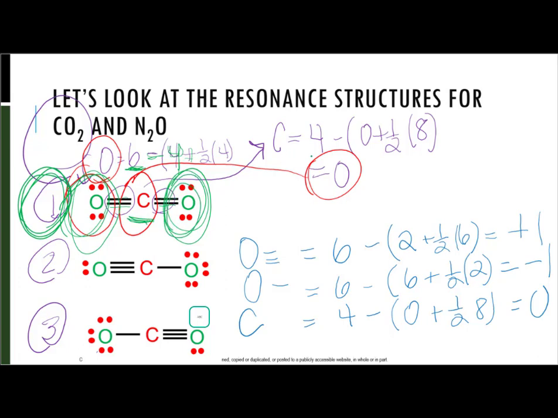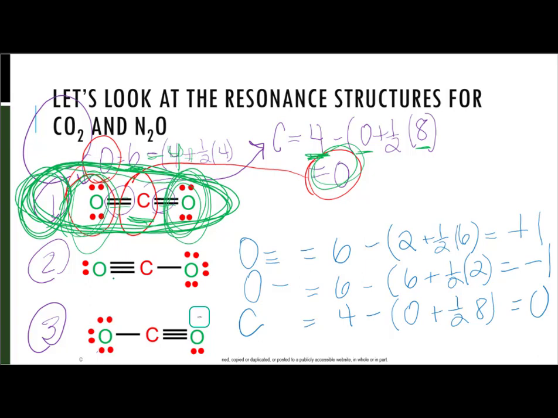And if I look at this carbon, I did 4 valence electrons minus. Carbon has no electrons that are in lone pairs. All of them are in those double bonds. So 1/2 of 8 is 4. 4 minus 4 is 0. This resonance structure is the most likely resonance structure that we're going to see. Now 2 and 3 are options, but I want to show you why they're not probably going to occur.